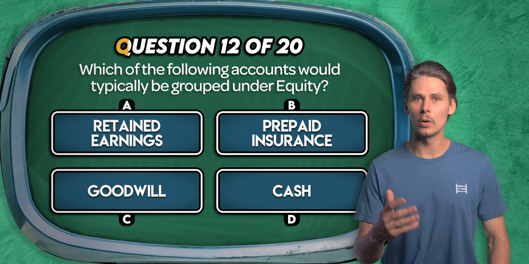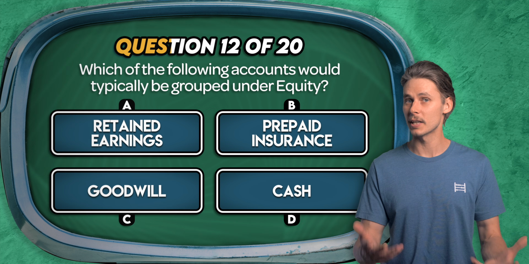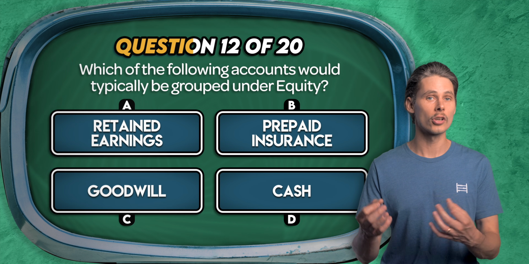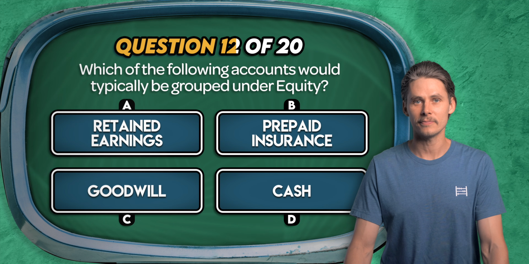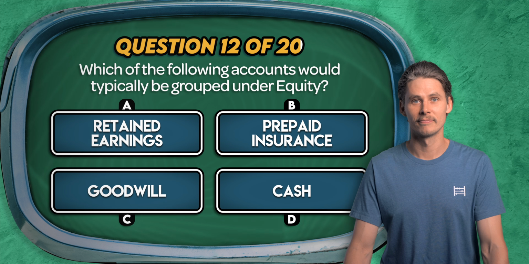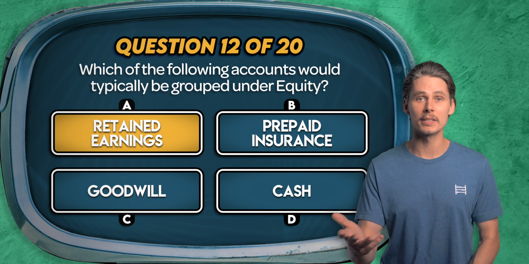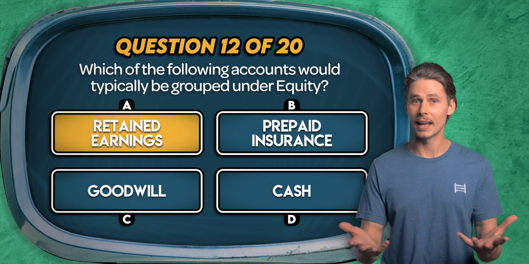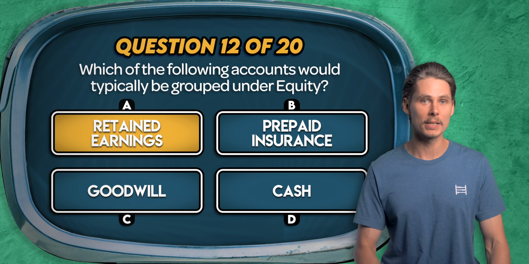Question 12. Which of the following accounts would typically be grouped under equity? Is it retained earnings, prepaid insurance, goodwill, or cash? It's A. Retained earnings are a business's accumulated profits held for future use. It's an equity account because it belongs to the owners and increases their claim on the business.